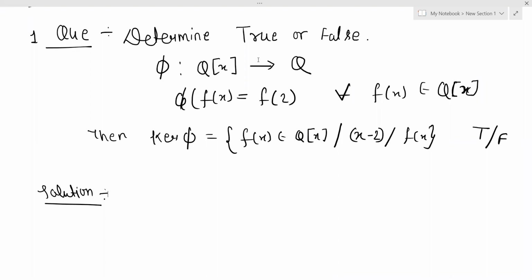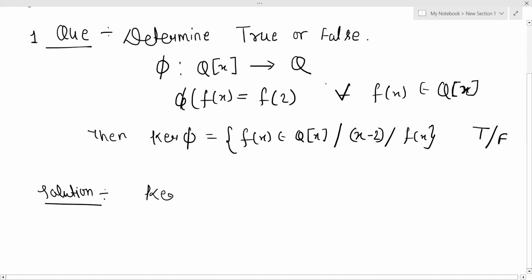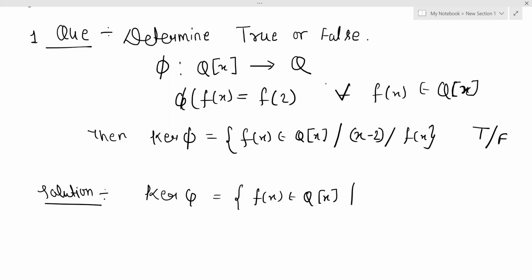Start with the definition of kernel phi. Kernel phi is equal to the set of f(x) belonging to Q[x] such that phi of f(x) is 0, that means f(2) is 0. Okay, then f(2) equals 0. So what? So the set of all f(x) such that x minus 2 is a factor of f(x).